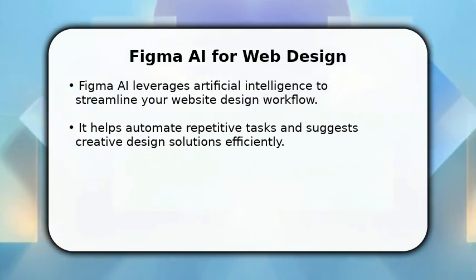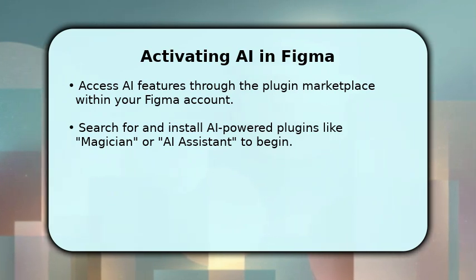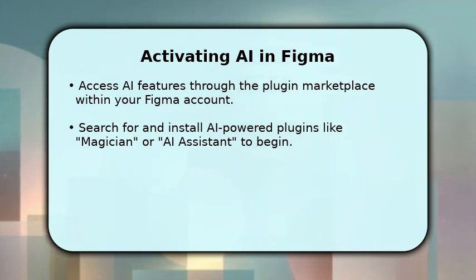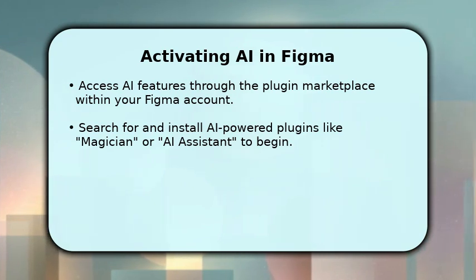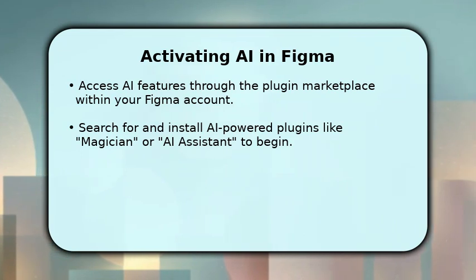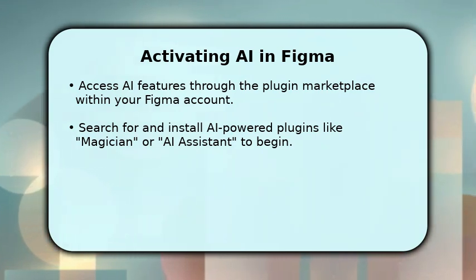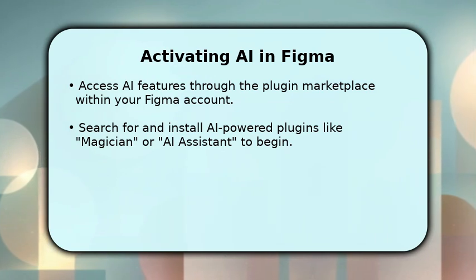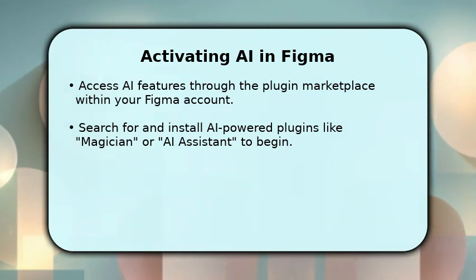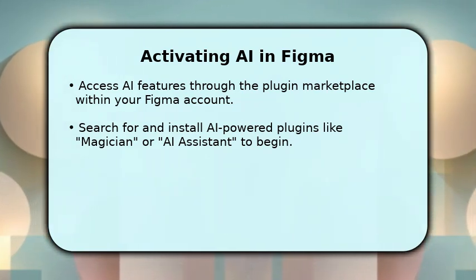Let's dive into how to get started. To begin using AI in Figma, first open your Figma file and navigate to the Plugins menu. From there, select Browse Plugins in Community to access the extensive marketplace. You will find various AI-powered tools by searching for terms like AI design or website generator. Install a suitable plugin, such as Magician or AI Assistant, to integrate its capabilities directly into your workspace. This simple step unlocks a new dimension of design possibilities.